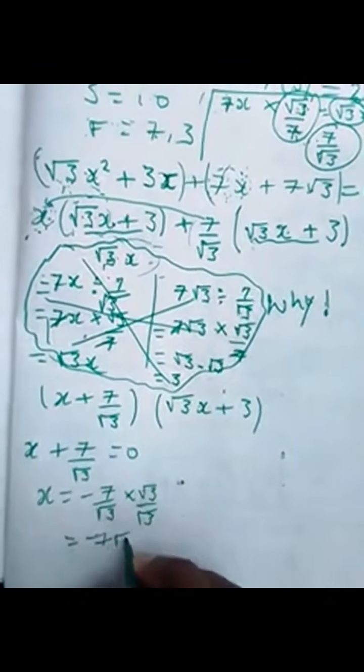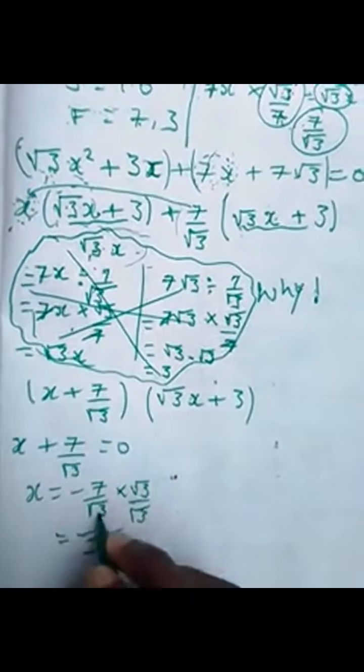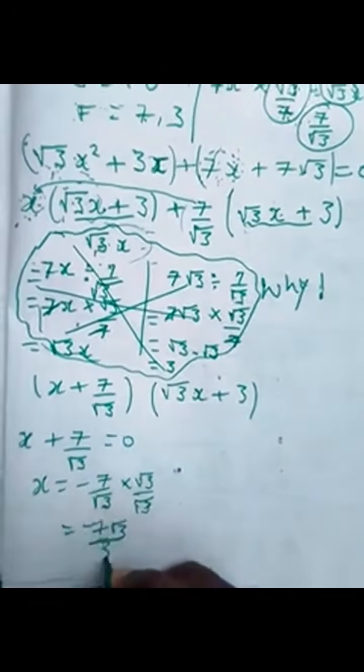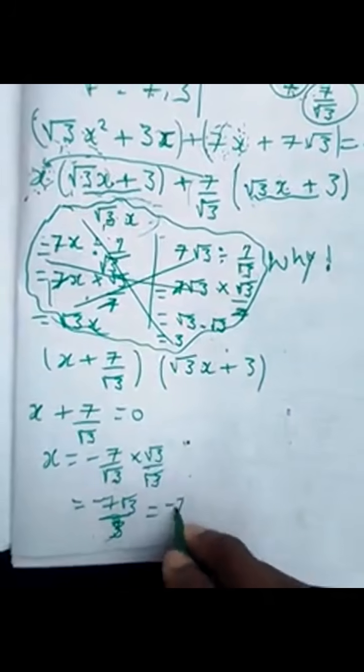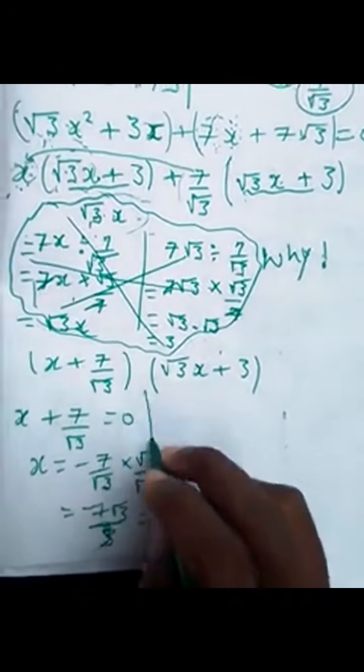Okay, so we have negative 7 square root of 3 over square root of 3 times square root of 3, which is going to give you 3. So the answer is negative 7 square root of 3 over 3 when we rationalize.